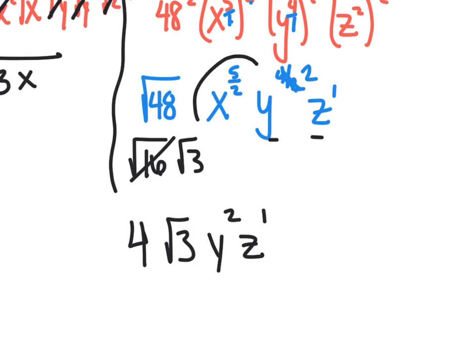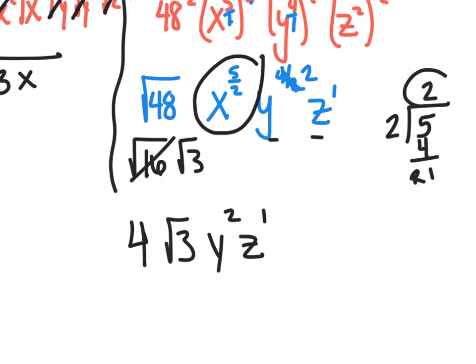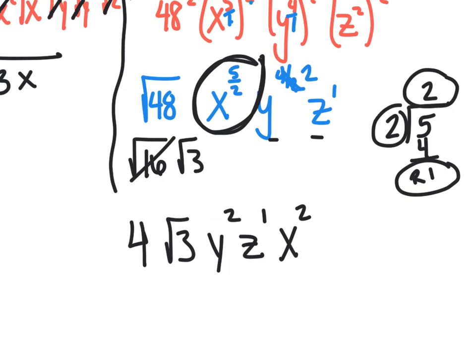Now here's where it gets a little exciting. This x to the 5/2. What we're going to do is we're going to say 5 divided by 2. 2 goes into 5 twice. That gives me 4 and a remainder of 1. That means you can take out 2 out of the 5. So out of x to the 5/2, you can pull out an x squared, and you're going to have 1 out of the 2 left over. So I'm going to be left with x to the 1/2.